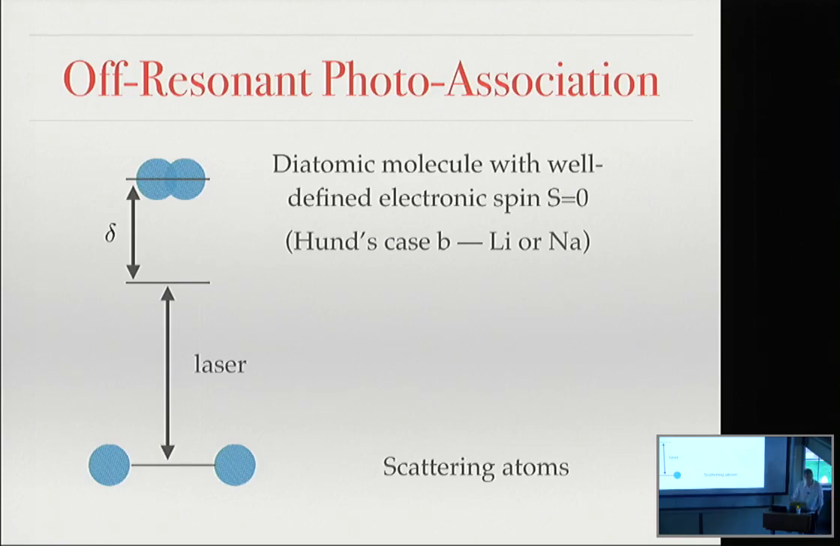Eric, yeah. Are these atoms already close to having formed a bond in the ground electronic potential? Because if there are two independent atoms, you'll have singlet-triplet mixtures at large distance. Yeah, so these guys are in a single well of an optical lattice.